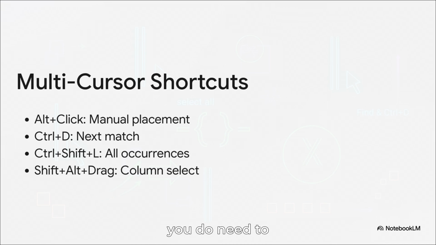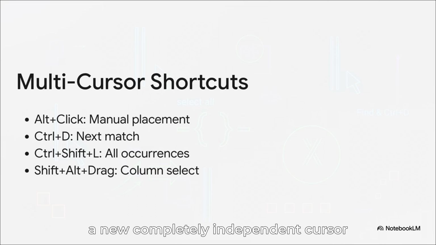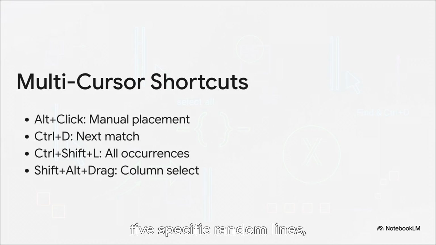Now, to get this control, you do need to memorize a few shortcuts. First step, Alt-click or Option-click on a Mac. This lets you manually place a new, completely independent cursor anywhere you click. So if you need to edit 5 specific random lines, just Alt-click them all and type exactly once. Next is Control-D. Select a word, hit Control-D, and VS Code instantly selects the very next occurrence of that exact word, giving you a cursor for both.